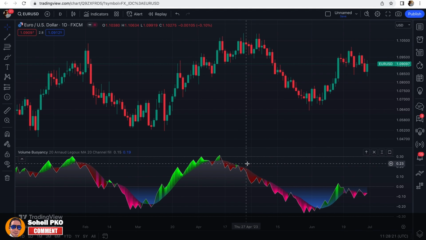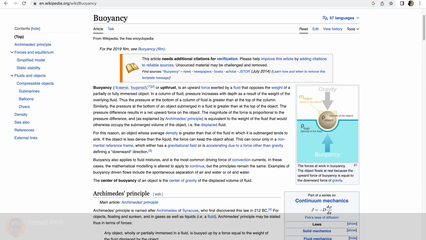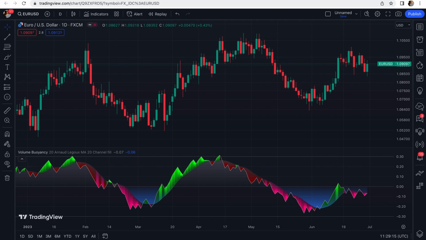This indicator analyzes past volume data and measures the strength and direction of market sentiment. This indicator uses the term buoyancy, which is a concept in physics, but here in this context as volume buoyancy that can be directed up and down depending on the past volume data, and this indicator tries to give an insight on the strength and direction of the market activity by analyzing the past volume.